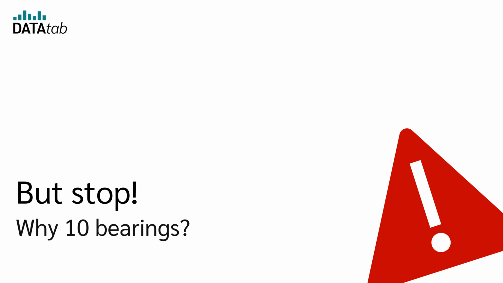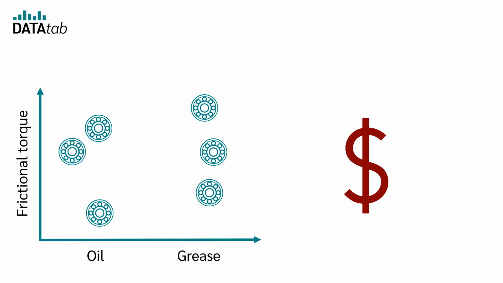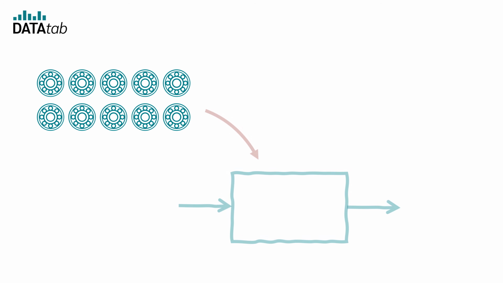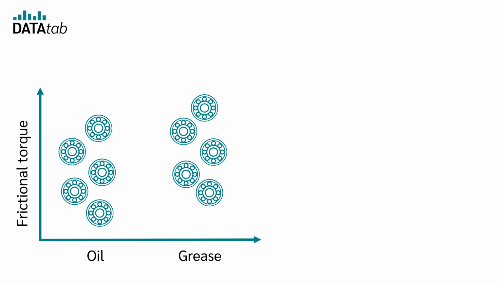But stop, why 10 bearings? In most cases, each run costs a lot of money. Perhaps we can manage with fewer runs. So how many experiments do we need in order to find out if the lubricant has an effect on the frictional torque? Let's just start with the 10 bearings.